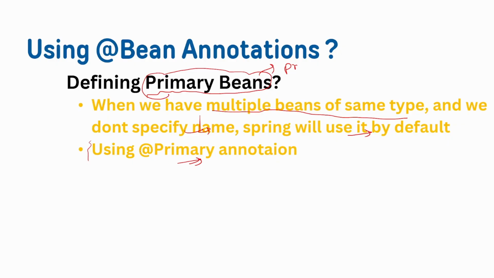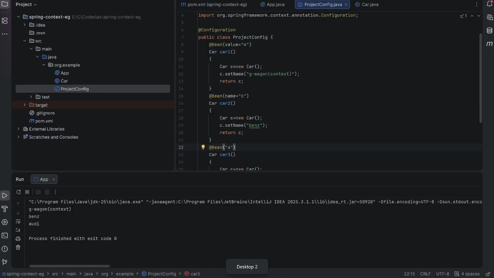Suppose here in the Spring context we have more than one instance of the same type, let's say car, and while getting the bean with context.getBean, we don't specify the name of the bean. So how will Spring know? Spring will by default return the primary bean. So how can we define the primary bean? Using the primary annotation. Let's see it with the help of an example.